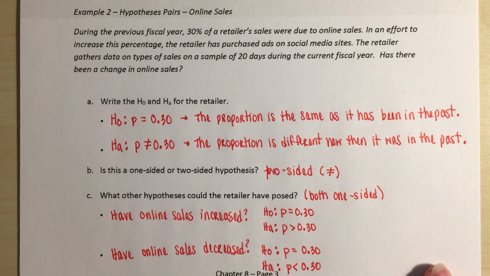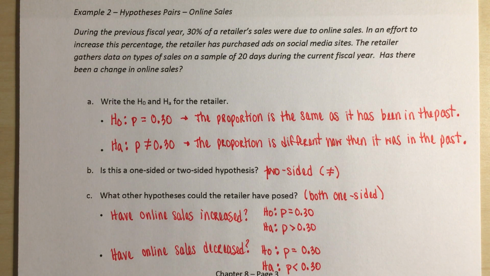So as we're going through all of the problems in this chapter, they're going to land into one of these three different types. We're going to have either a two-sided test, where we have a not equal to sign for our alternative hypothesis, or we're going to have a one-sided test where we have a greater than or less than sign for our alternative hypothesis.